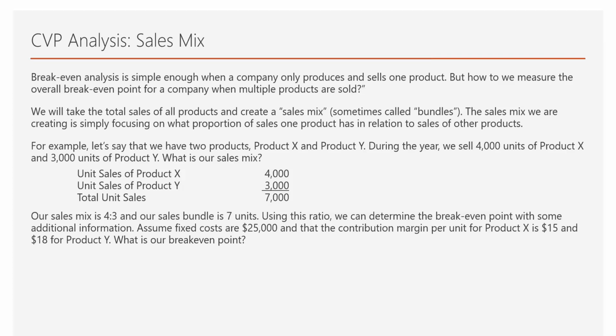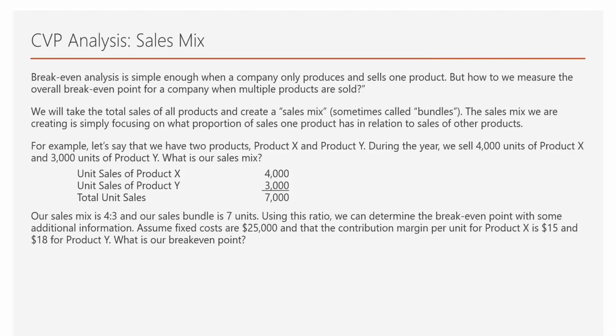So let's say we have two products, product X and product Y, and we are not dealing with the Acme Widget Company anymore. So for those of you who are wanting to get away from Acme Widget, here we go. So let's say we have two products, product X, product Y. During the year, we sell 4,000 units of product X and 3,000 units of product Y. What is our sales mix?